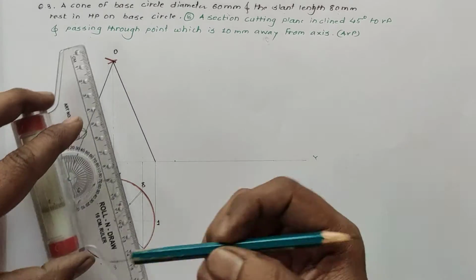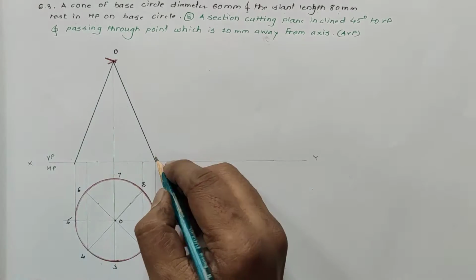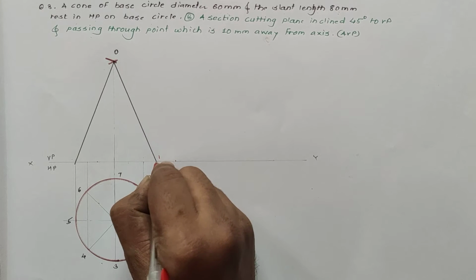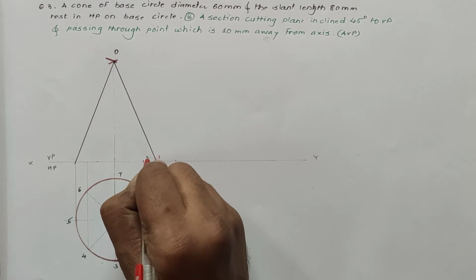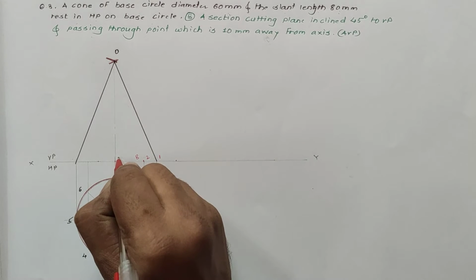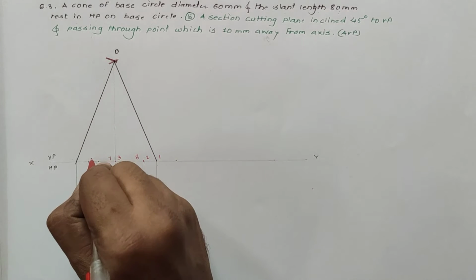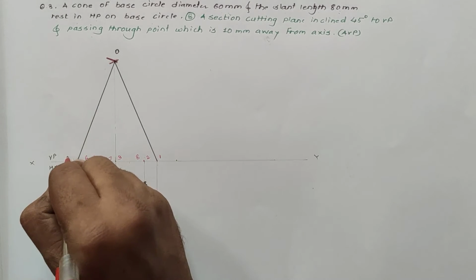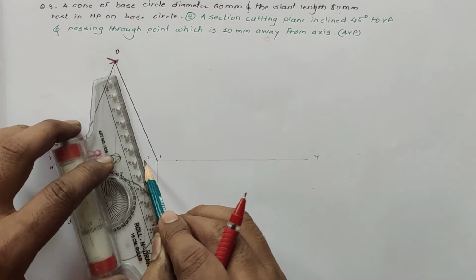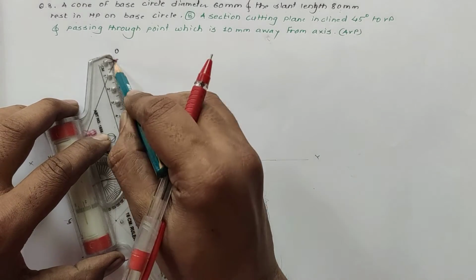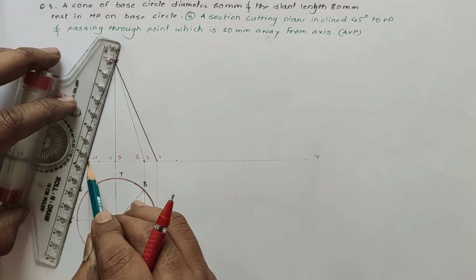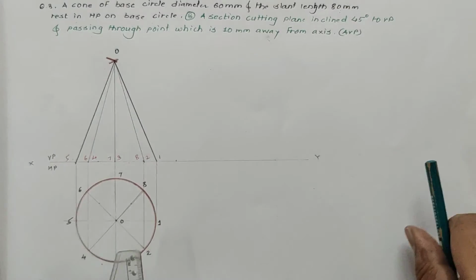Then the remaining generators. Here the first generator is present at this corner. From this point we get 2 and 8 at the same position on the base, at the middle 3 and 7, at this end 4 and 6, and the remaining is 5. So for 2 and 8, connect the generators to the apex. 7 and 3 connect to the apex. 6 and 4 to the apex.